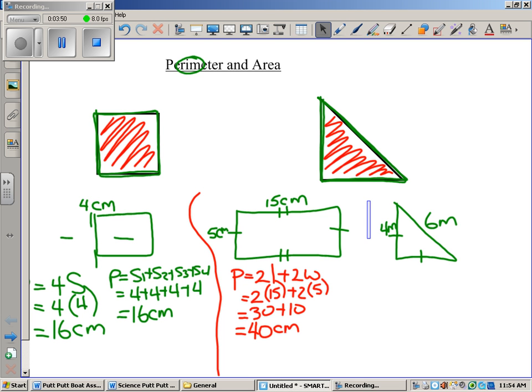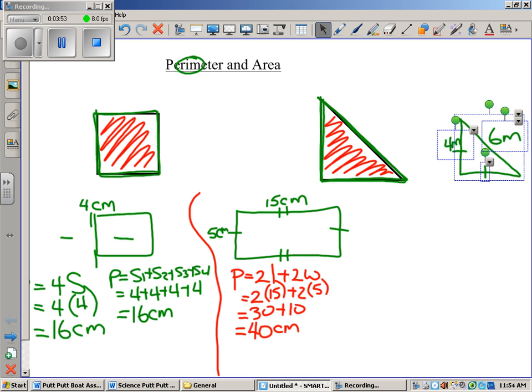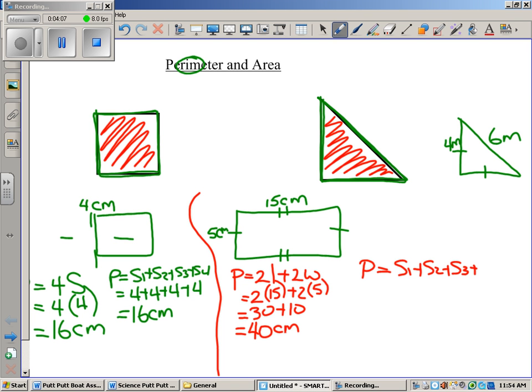Now, let me just take this and move it out of the way for a second. Again, that's the best way. That's the most mathematically accurate way to do it. But you could still just do side 1 plus side 2 plus side 3 plus side 4. It's just not as grown up in the mathematical world, but it still would have worked. 5 plus 15 plus 5 plus 15 will still get you 40 centimeters. That is still the perimeter of that shape.